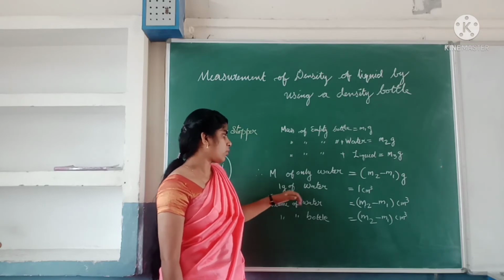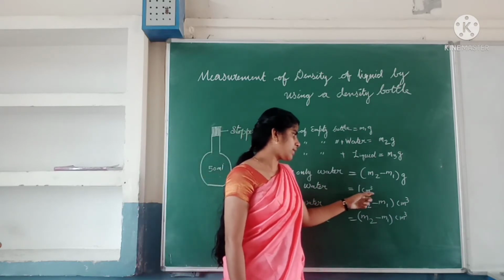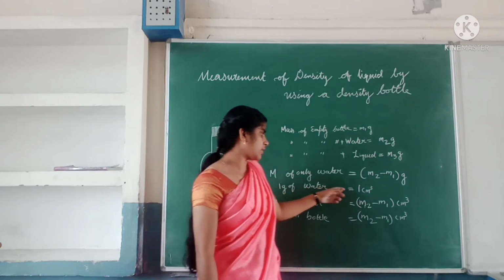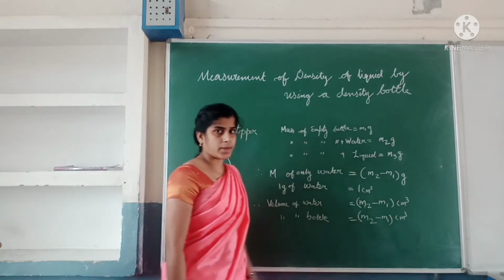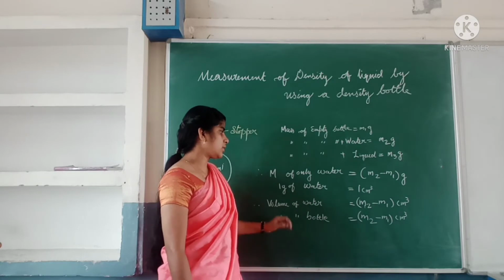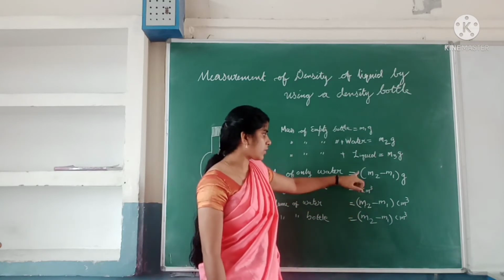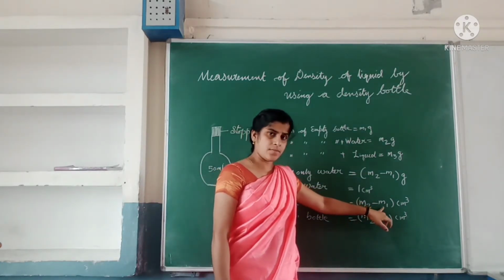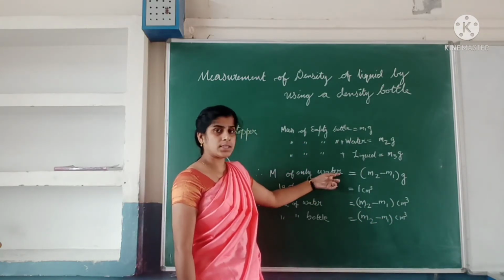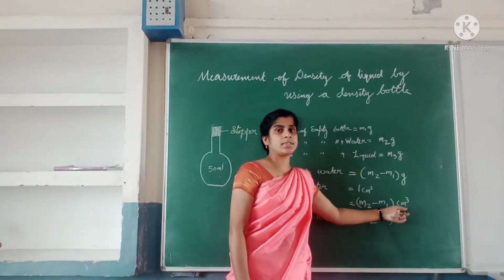Just think about 1 gram of water. 1 gram of water is 1 centimeter cube. That is the volume. Okay, 1 gram of water is equal to 1 centimeter cube volume. And the next is therefore the volume of water. How can you calculate the volume of water? Yes, that is also the same thing. M2 minus M1 centimeter cube. This is the volume, this is the mass. We find the mass, and this is the volume. Okay, M2 minus M1 whole centimeter cube.